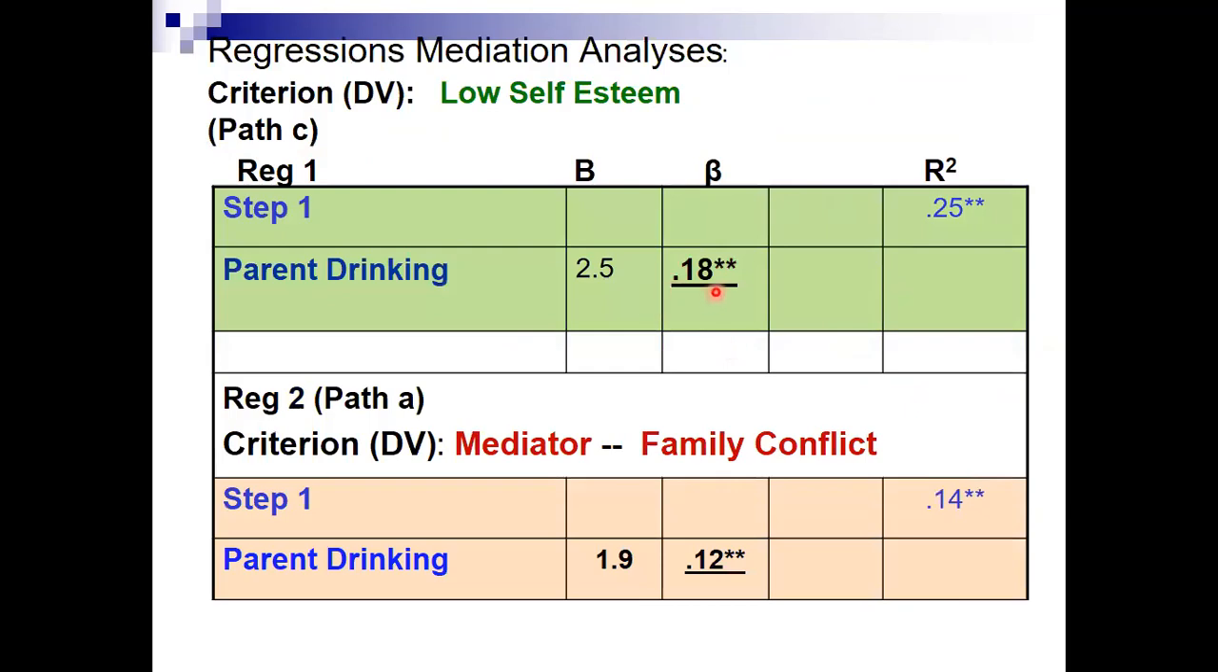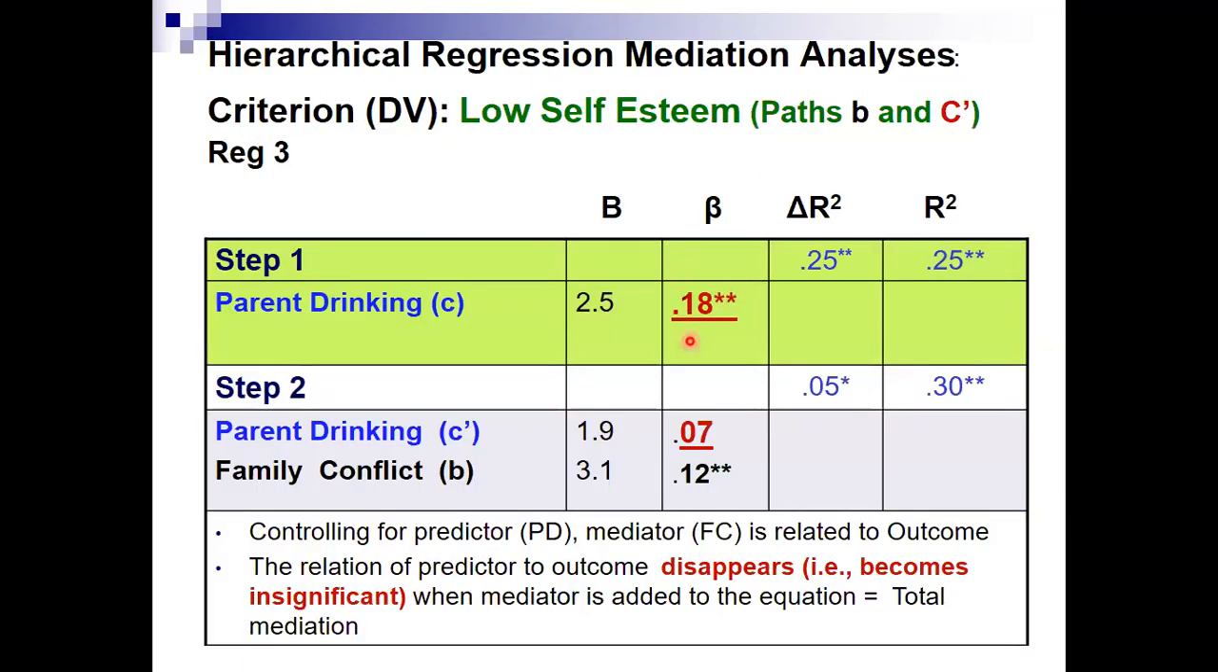This one, 2.5, 1.8. So I've brought it here so that you compare this with this. But actually this regression that we're doing in regression 3 is actually in this step 2 here, okay? You have parent drinking, that is the C complement path. And then you have family conflict. Now that is path B. And the values are 3.1 and 1.2, 0.12. This is significant, this is not significant, okay?